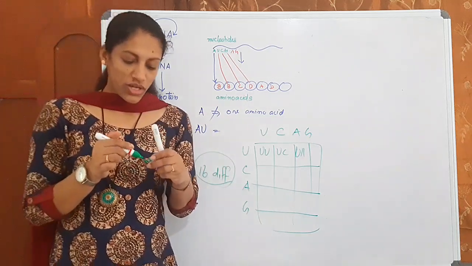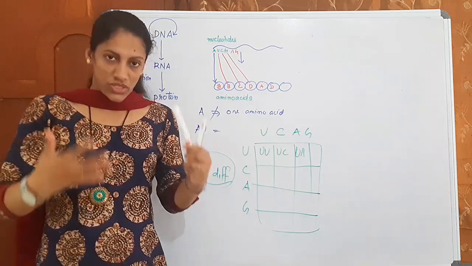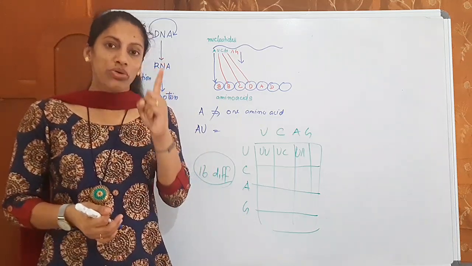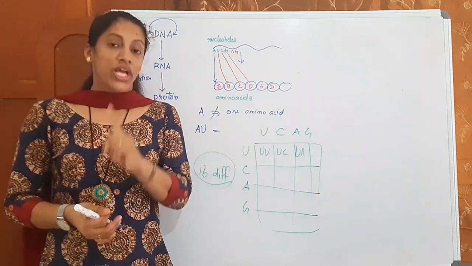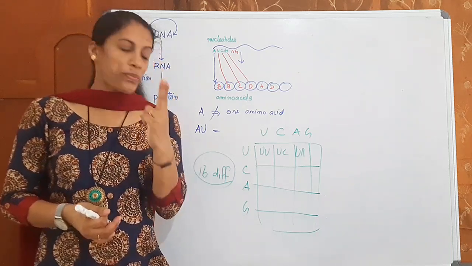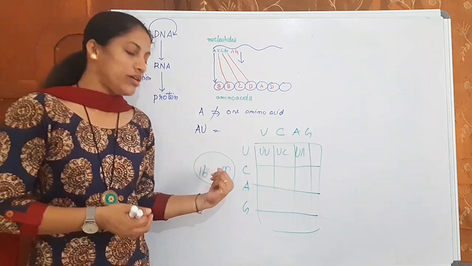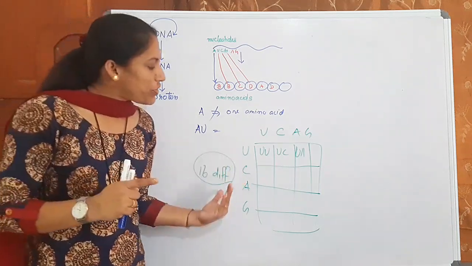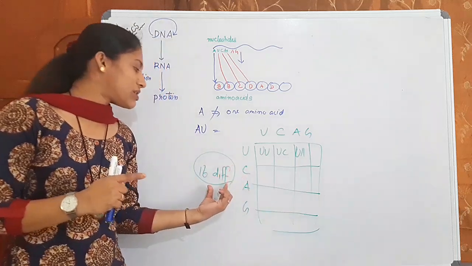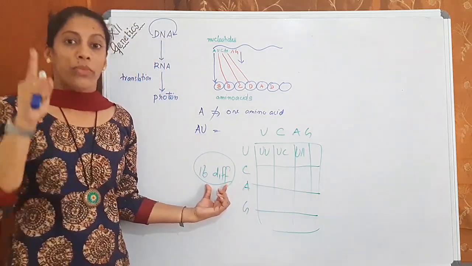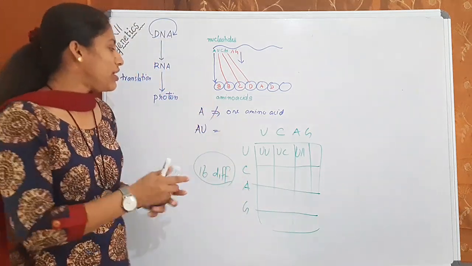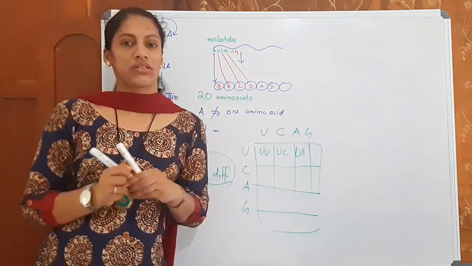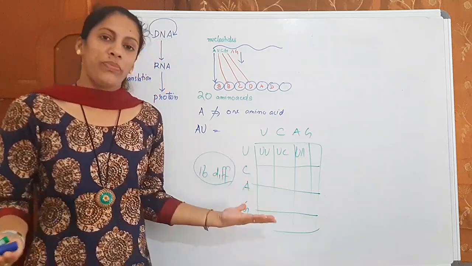So scientists are suggesting the possibilities. One nucleotide representing one amino acid is not enough. If 2 nucleotides represent one amino acid, that is a doublet, and it will produce a maximum of 16 different amino acids. But you know how many are there? 20 amino acids are there in nature for protein synthesis. The 4 cannot be produced.